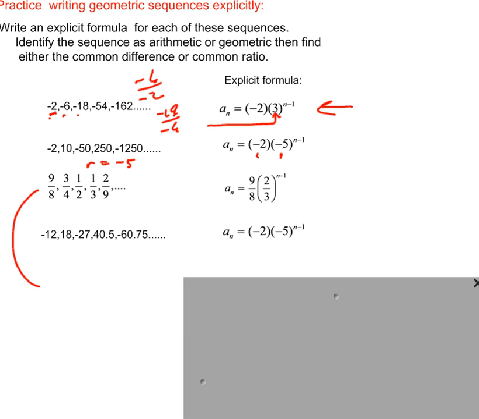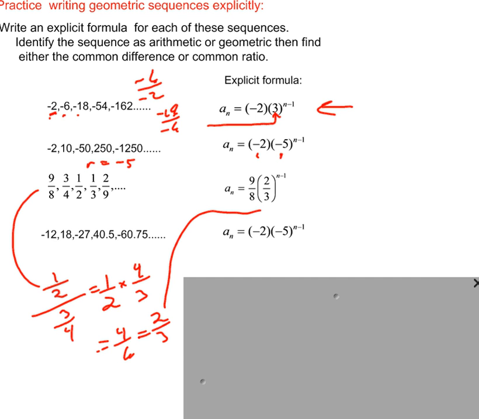This one's a little bit harder. Again, with fractions, we can take any two fractions. Take a fraction, take 1/2, divided by the previous value. So we get 1/2 times the reciprocal of the bottom, which is 4/3, which is 4/6, which is going to turn out to be a common ratio of 2/3. Our initial value is 9/8. Same idea, just a little bit harder.